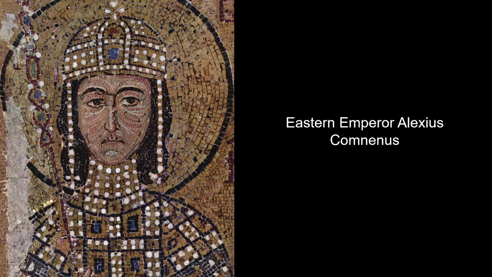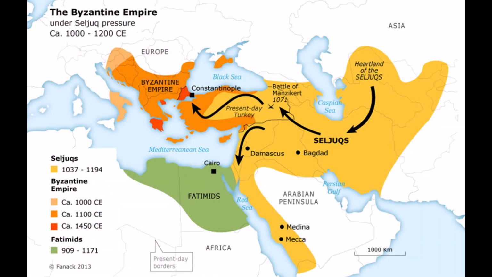As the Seljuk Turks increased in power, they became a threat to the Eastern Emperor, Alexius Comnenus. In the year 1071, the Seljuk Turks took Jerusalem. They had taken it over from the Egyptian Fatimids. Prior to this, though, one of the Fatimid leaders, called Hakim, had destroyed the Church of the Holy Sepulchre in the year 1009, along with other churches.